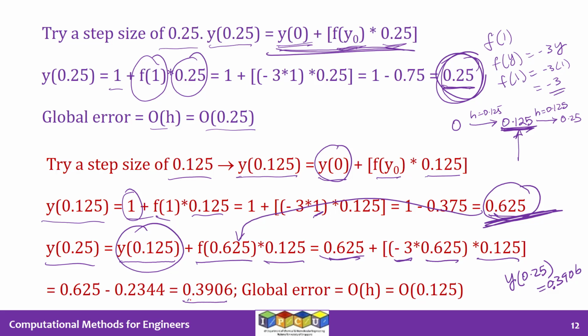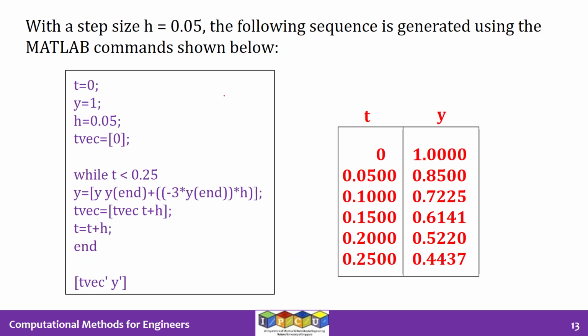So 0.3906 is going to be a better estimate of y at 0.25. We are still using the first order Taylor series expansion, but at least we used a smaller value of h. So the global error is going to be of the order of h, and h in this case is 0.125. So the error here is going to be smaller than the error that was illustrated earlier. Now, if I use the step size of 0.05, I can go from 0 to 0.05, and then from 0.05 to 0.1, etc., and reach 0.25 ultimately.